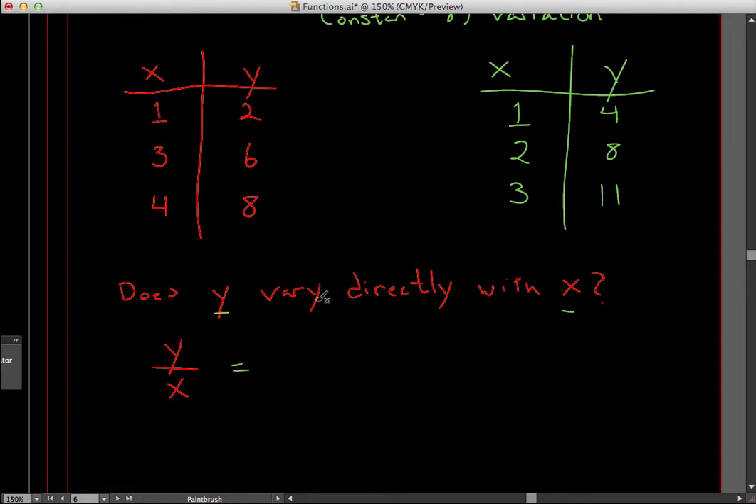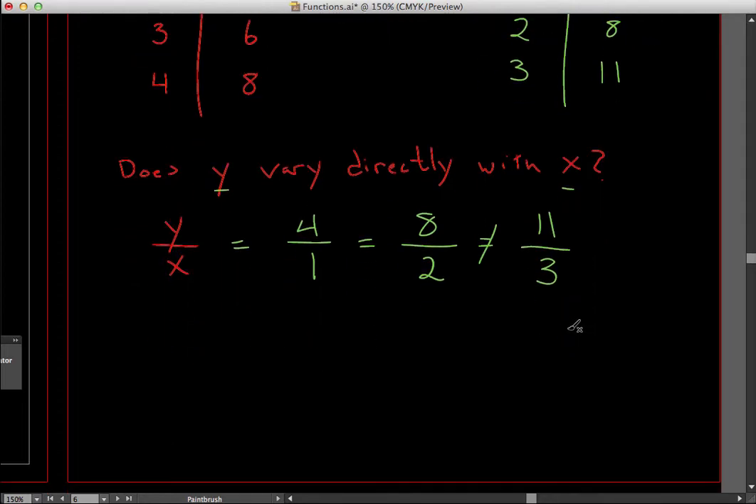y over x is equal to, in the first ordered pair, we have 4 over 1. And then the second ordered pair, we have 8 over 2. Well, those are actually equal. 8 over 2 and 4 over 1 are equal. And then on the last ordered pair, we're given 11 over 3. Now that is not equal. So y over x is not a constant, and y does not vary directly with x in this scenario.